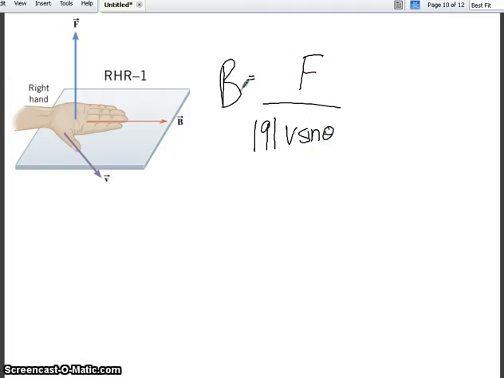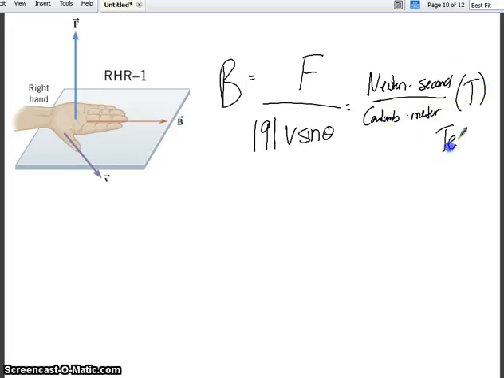So the units for this is going to be the Newton second per Coulomb meter, which is very big, also known as the Tesla. So magnetic fields are measured in Teslas. So we have our magnetic field, we have our equation here.